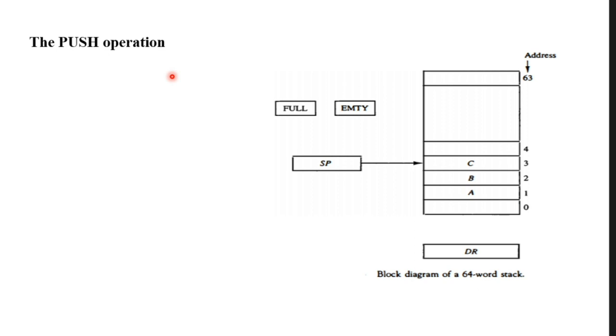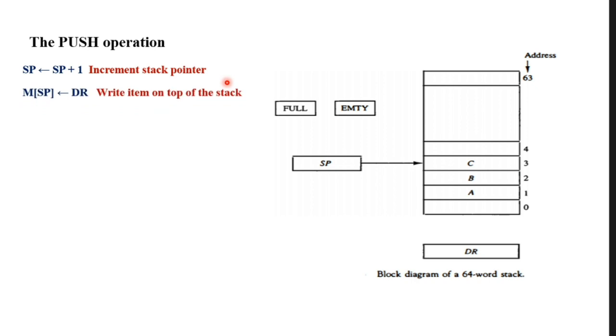The first step is to increment the stack pointer. Here, my stack pointer is pointing to memory location 3. When I want to enter a new element, first the stack pointer will increment to 4 and then the data will be pushed. Otherwise it will get overwritten on this C. So the first step for the push operation is to increment the stack pointer.